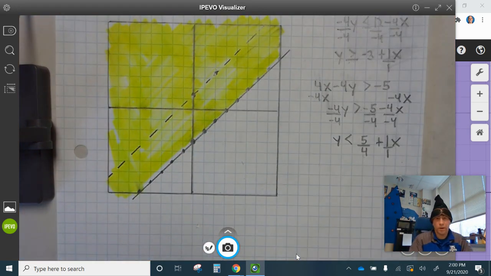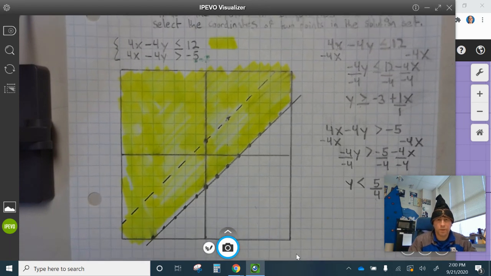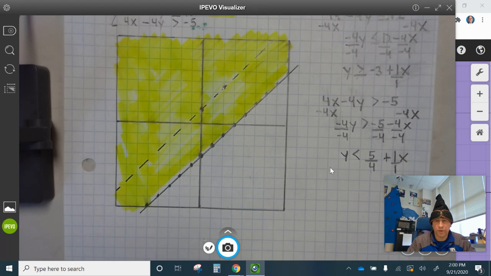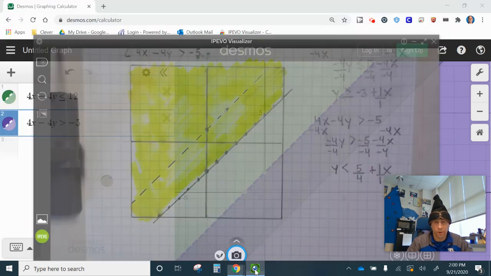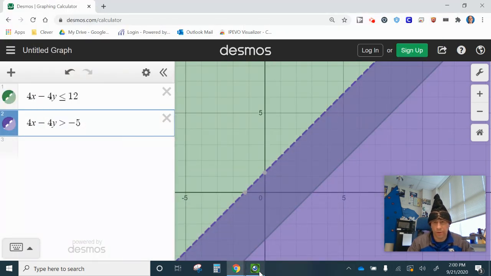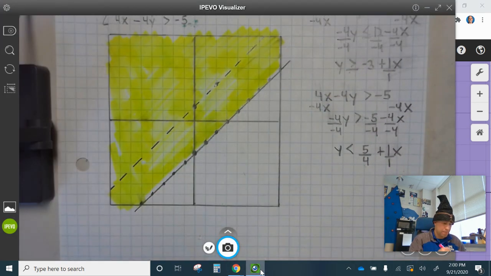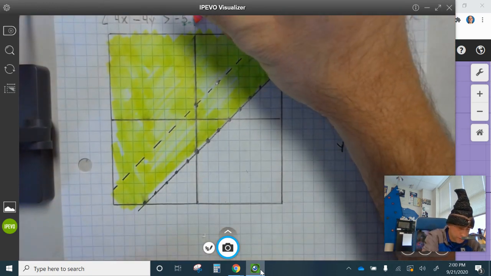Okay. Now, when it's shading, you have to solve for y for the shading. So now it's saying y is less than, so we're shading below. And if you want, you can go back to Desmos so you can see they're shading below as well. Okay. So again, I'm going to shade this in pink.